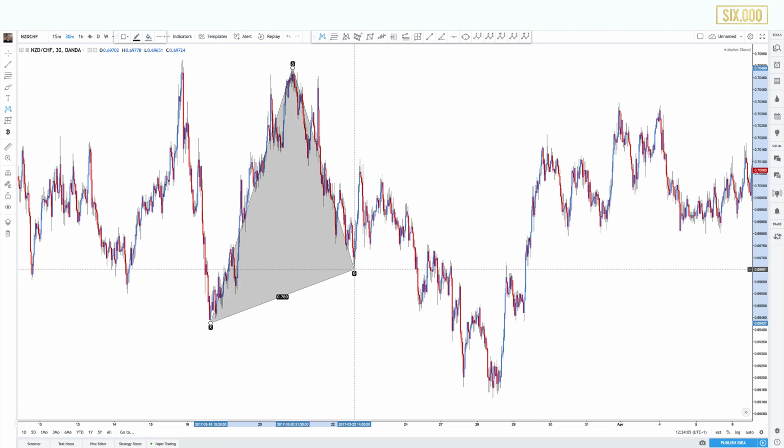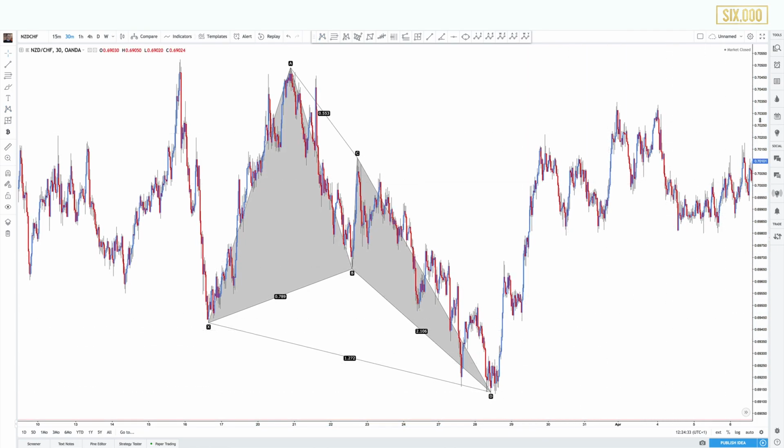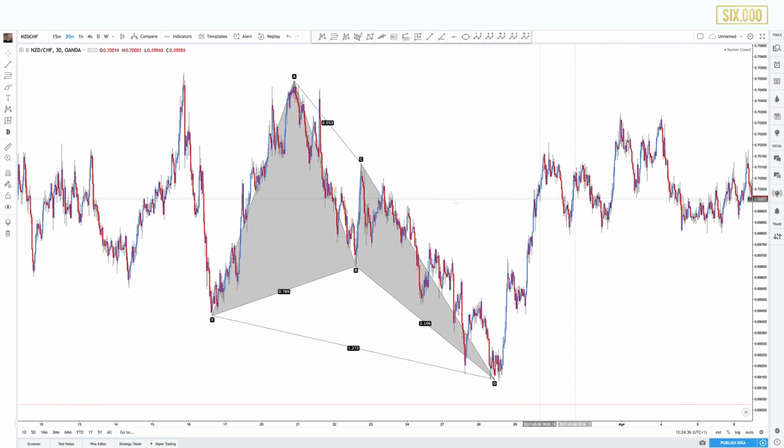With the B point, we're looking for a precise 0.786. It needs to be as close to that ratio as possible. There is a certain degree of flexibility in these formations, as I've mentioned several times now. The C point comes in at around about a 0.5 measurement, a 50% measurement for the C point. And we're looking for that XA projection of 1.272 to define the D point of the pattern, the completion of the pattern.